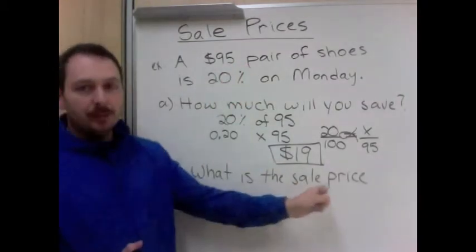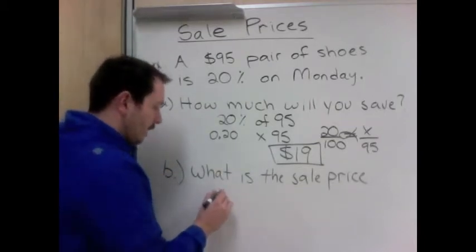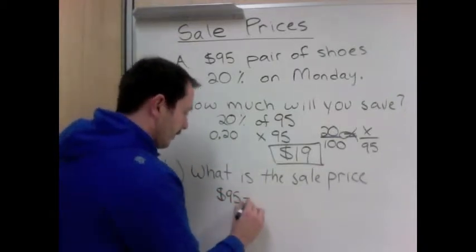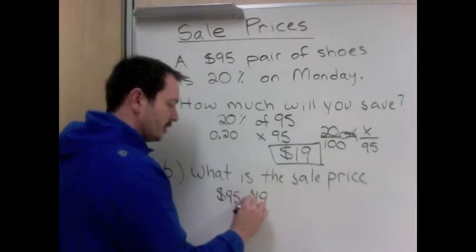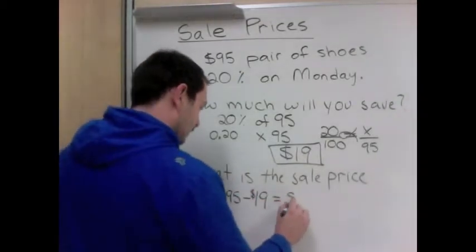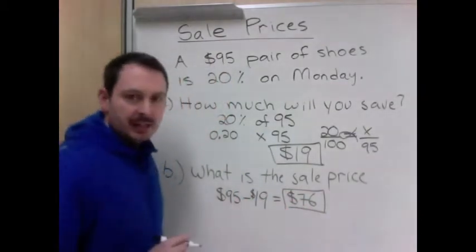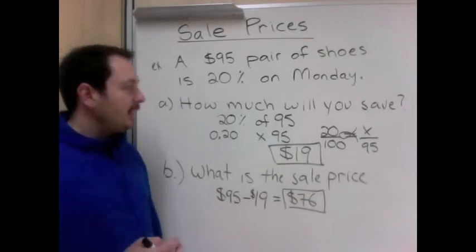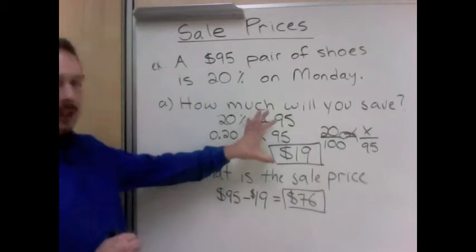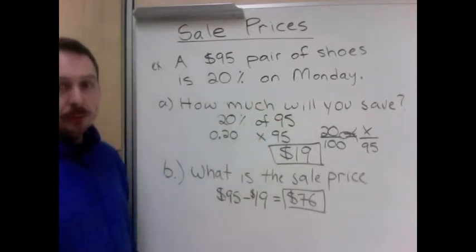Now, what is the sale price? Well, the sale price is how much you're going to pay now. So if it was $95, you could minus the discount, how much you're saving, and this is a total of $76 is your new price. Now, another way to do this, if the question just skipped the discount part, if they didn't say how much is the discount, they just said how much is the new price.